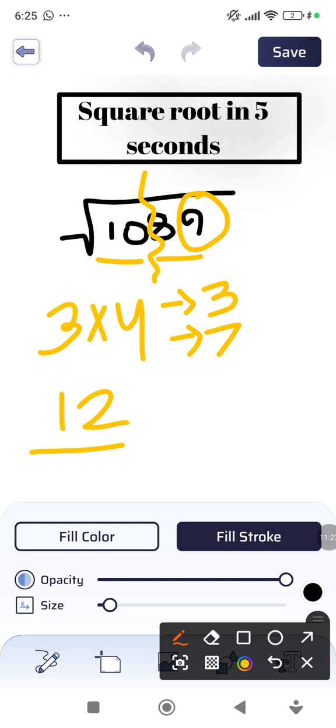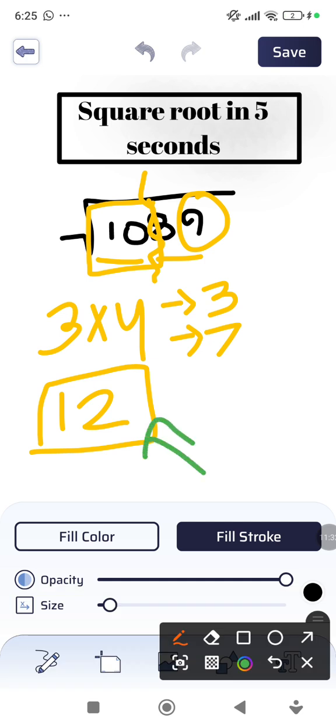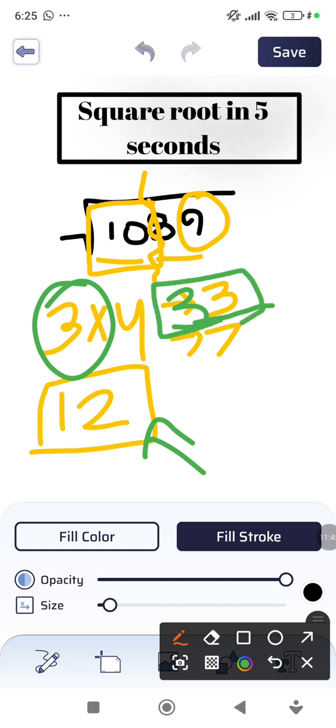Now we need to see whether this number is greater or smaller than the reference number. We see that this number is smaller than the reference number. So now we know that this 3 will go against the smaller number, which is 3. Then this would be 33, and this is the square root of 1089.